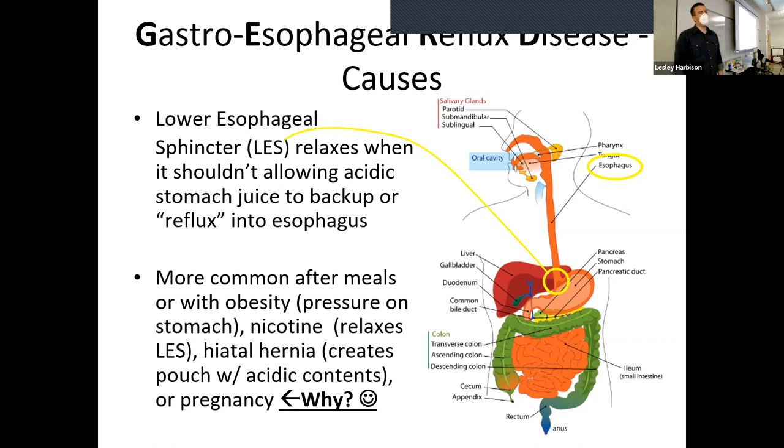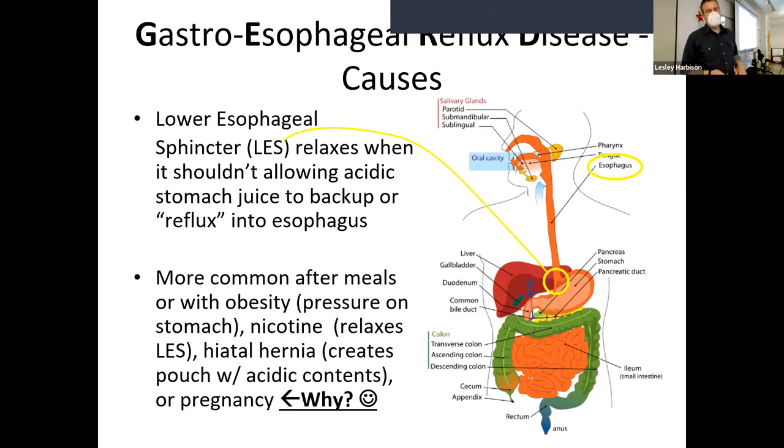Fresh, the little bun in the oven is squeezing the stomach, right? It's pushing everything around in there and creating more pressure so it can reflux up. There are other factors that contribute, but those are some of the more common things.